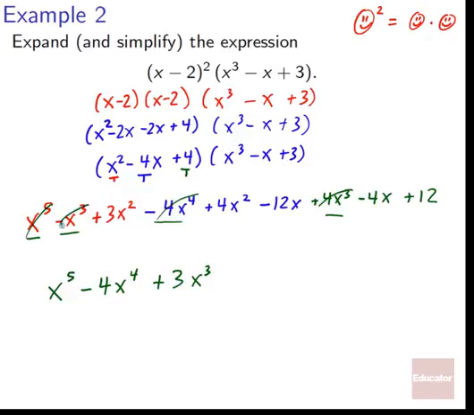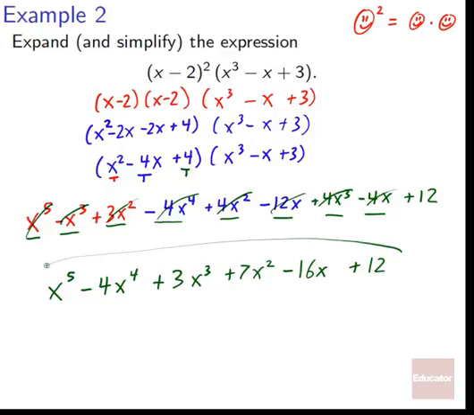Next up, 3x squared and 4x squared. No other x squareds. 3x squared plus 4x squared becomes 7x squared. We cross those out. Next up, our x's, minus 12x, minus 4x. Combine those together, we get minus 16x. Knock those out, and plus 12.